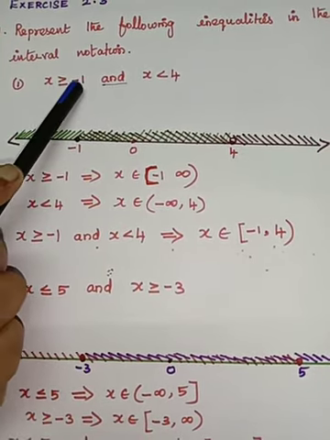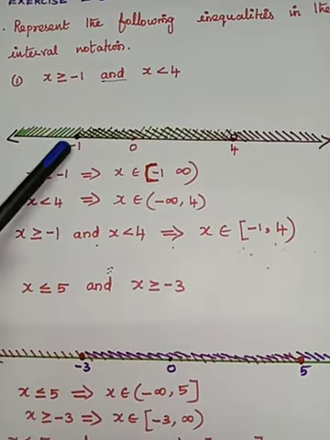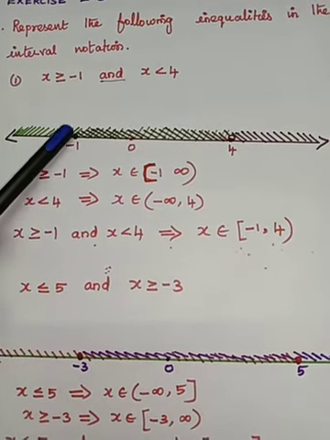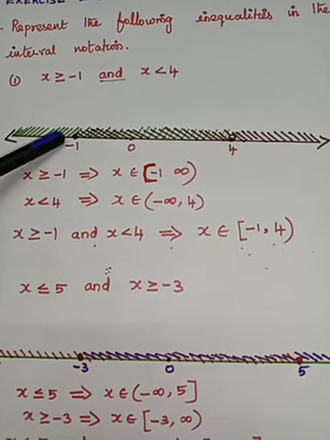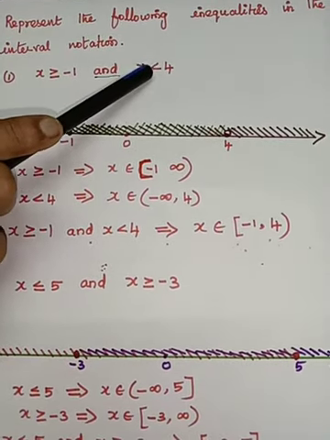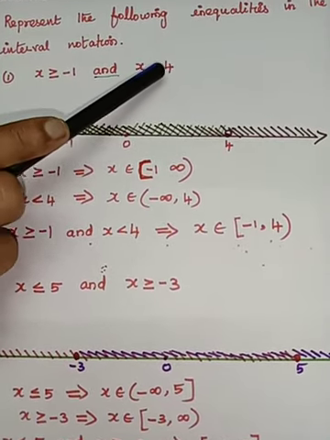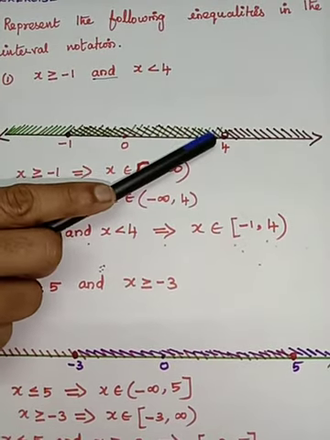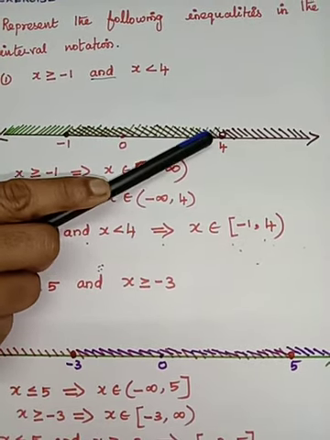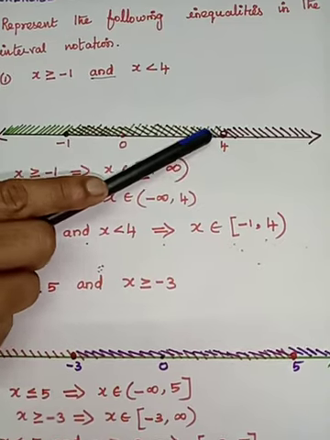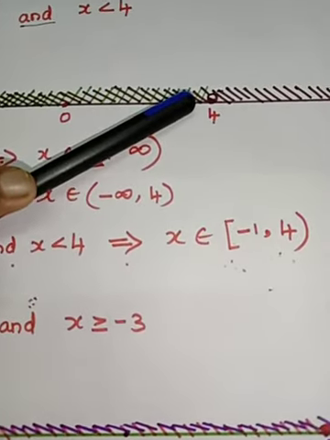So equal to minus 1 means the minus 1 is included. So I shaded the point minus 1. You see that. And x less than 4. So 4 is not included. So I put a circle above 4. So 4 is not included. Keep that in mind.